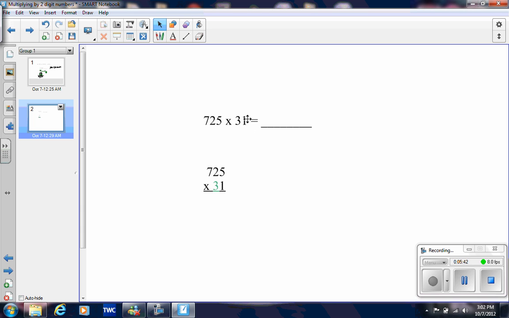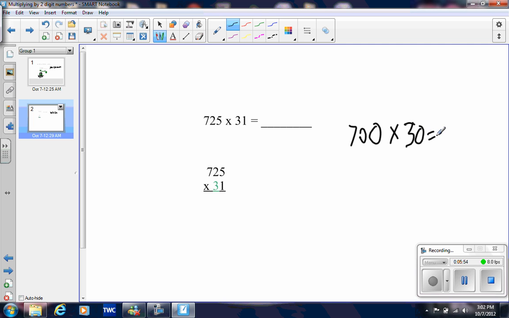725 times 31. Do an estimate quick. 725 is fairly close to 700. 31 is close to 30. That's 21 with 3 zeros. And let's get started then. 5 times 1, 5, 2, 7. That's one thing I'd always take a look at. If I'm multiplying by 1, obviously it's going to end up, I got 725 multiplied by 1. Quick just to write 725.